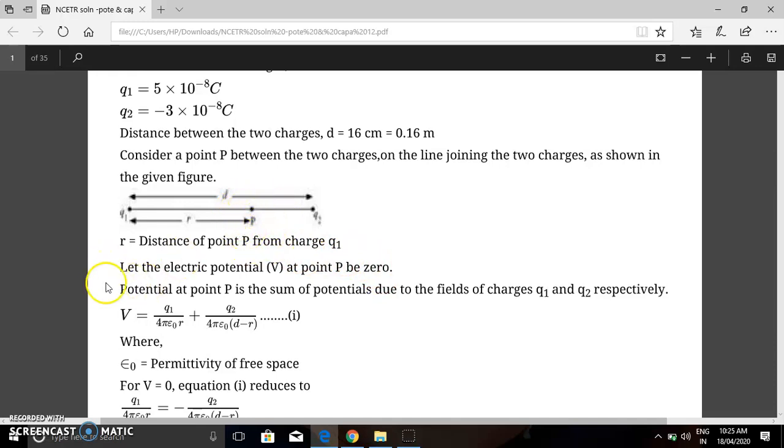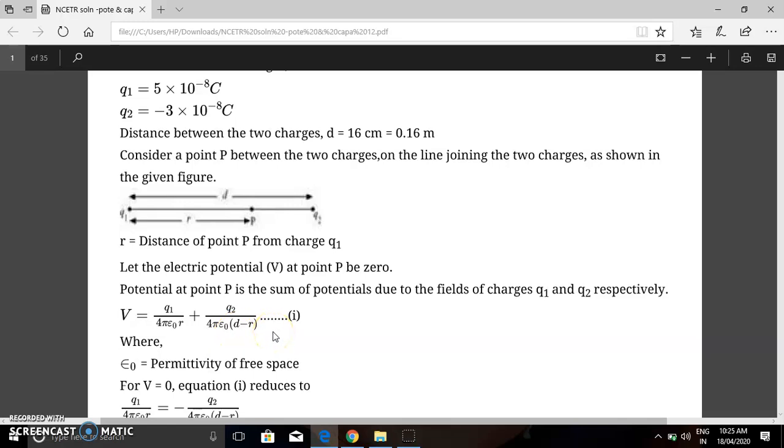Then the potential at point P is the sum of potentials due to the fields of charges Q1 and Q2 respectively. Let me explain this sentence very clearly. If you calculate the electric potential at point P due to the Q1 charge, it will be 1 upon 4 pi epsilon naught Q1 upon r, that is charge upon distance. Similarly, the electric potential at point P due to the second charge Q2 is 1 upon 4 pi epsilon naught Q2 divided by distance, and here the distance is d minus r.